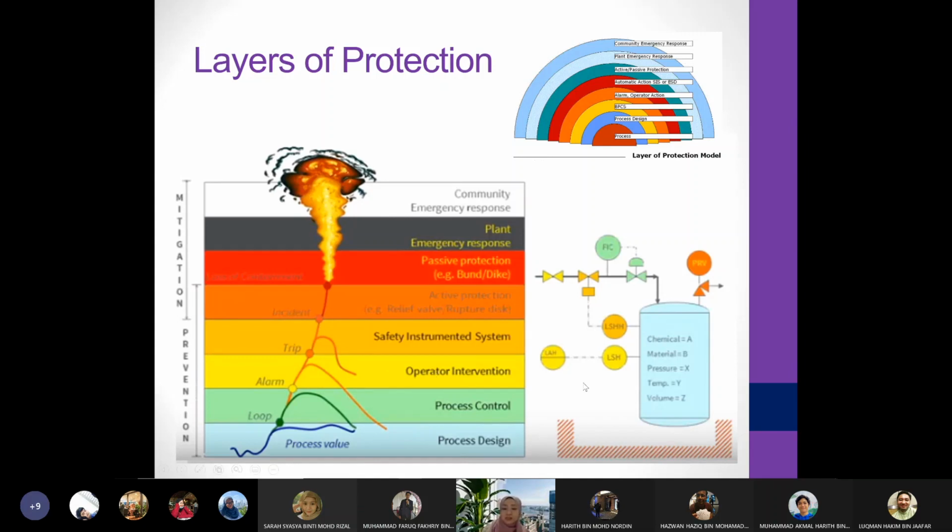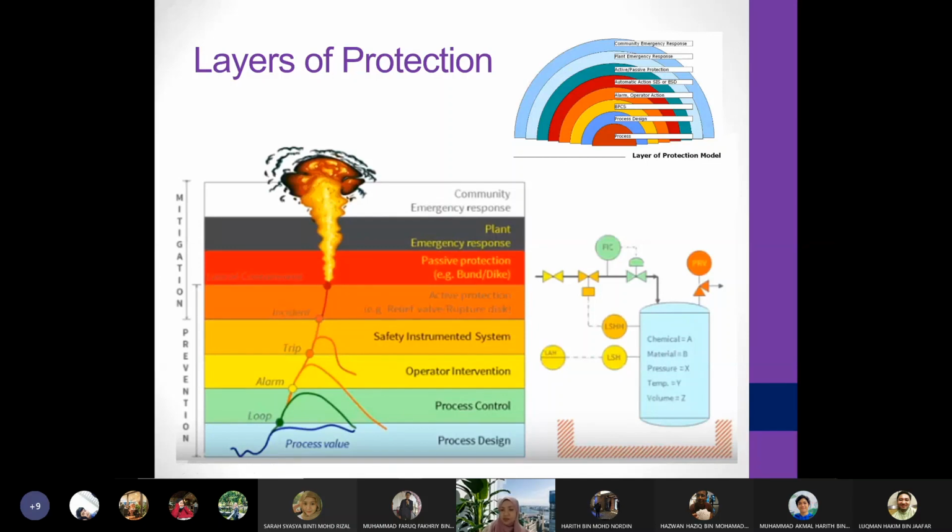Okay, so this is operator intervention, where he has to respond to it, whether he has to evacuate or he has to shut off the process, or whatever to prevent the accident. And if the accident still happens, okay, you can have a safety instrumented system. You can trip the overall plant, the overall system.